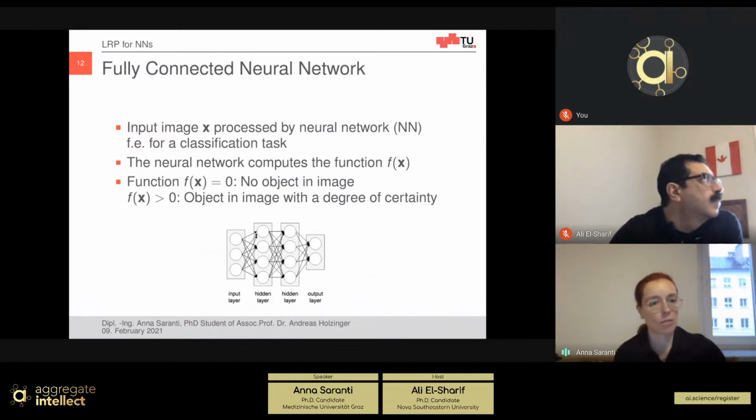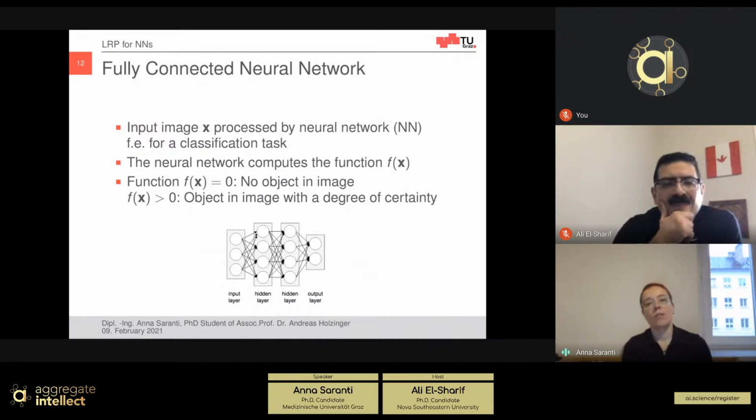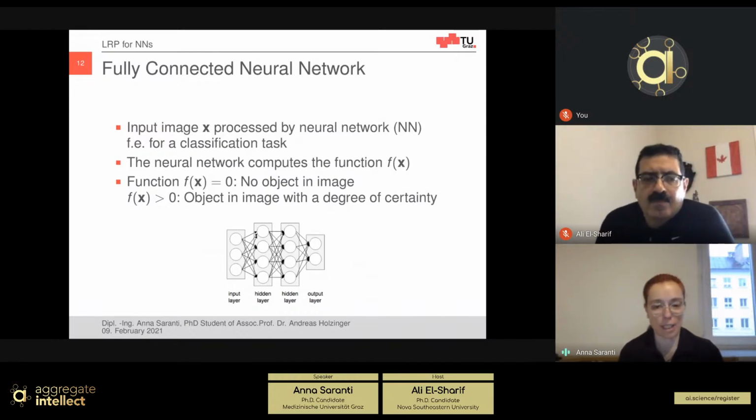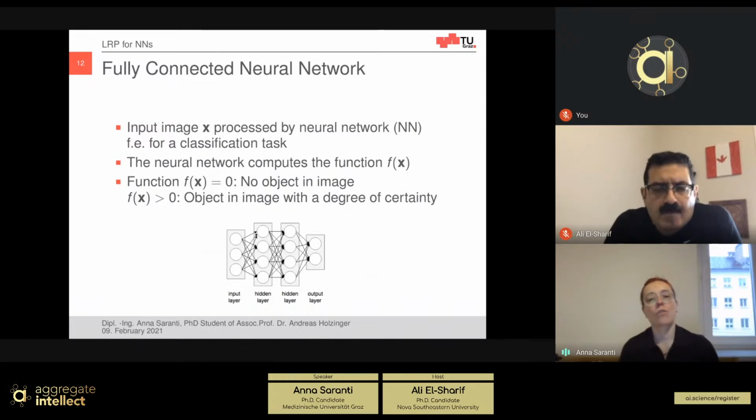I will repeat now what a fully connected neural network is. It's a network that is divided in layers. We have the input layer, an output layer, and a number of hidden layers. Each layer contains a number of neurons, and all neurons from one layer are connected with all neurons of the next layer.